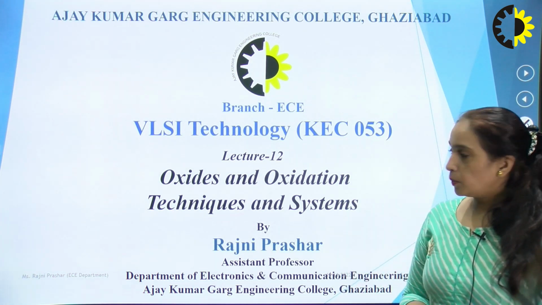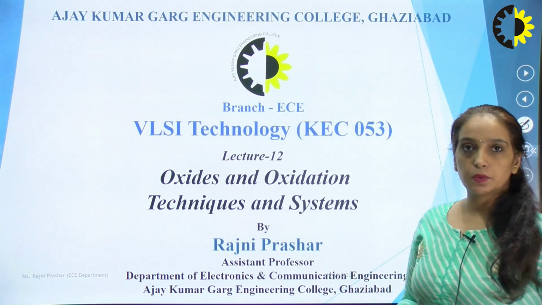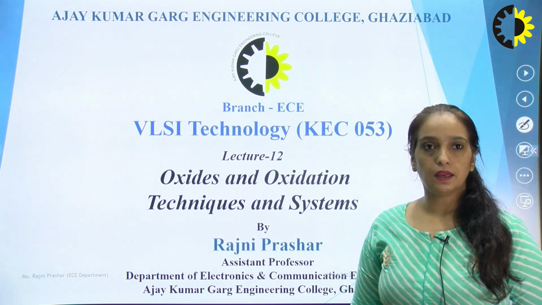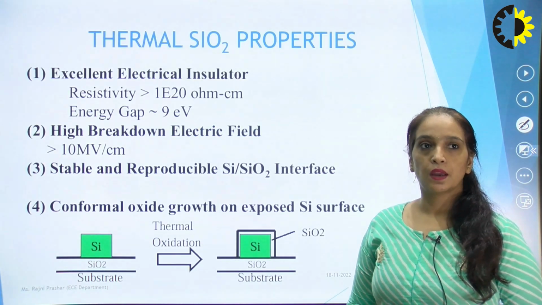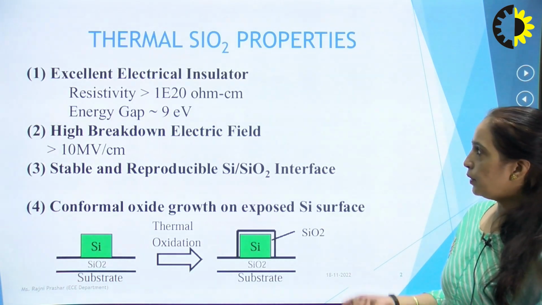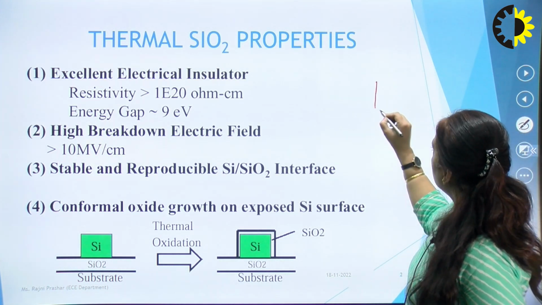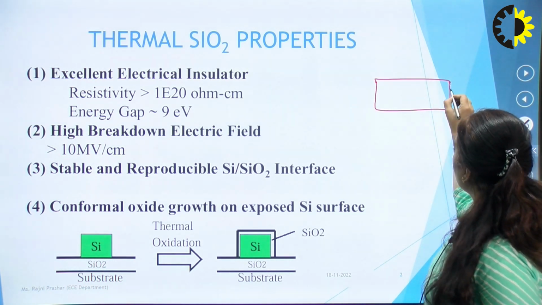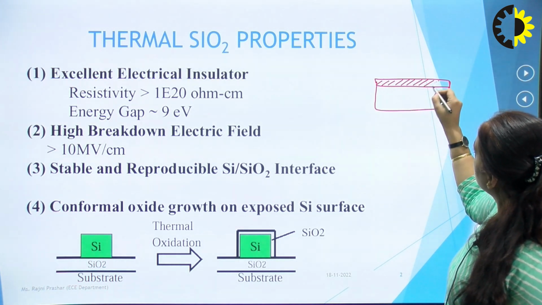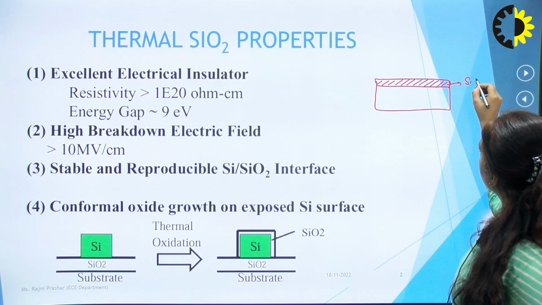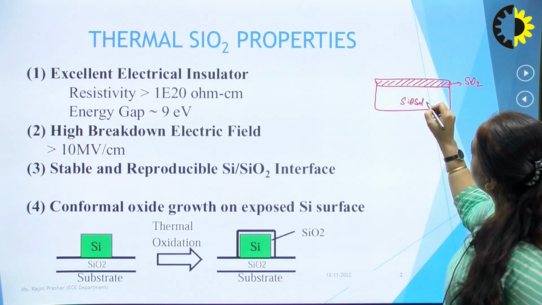So the topic we are covering today is oxides and oxidation techniques. What are the oxides that we form with the help of oxidation, and what are the various oxidation techniques that we can use in the system? The first basic oxide, which we covered in the previous lecture, is the silicon dioxide layer. We have seen that the silicon dioxide layer is grown over the silicon substrate.